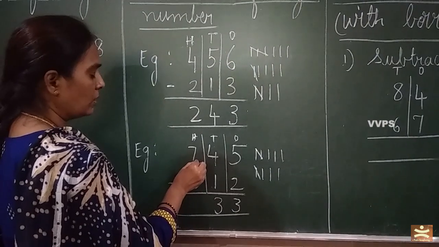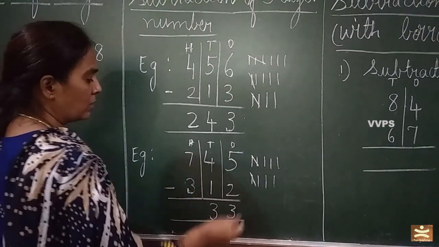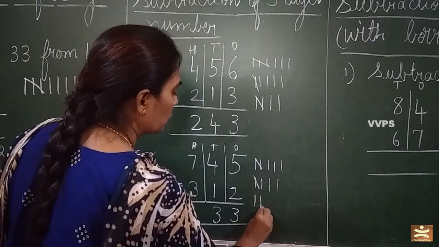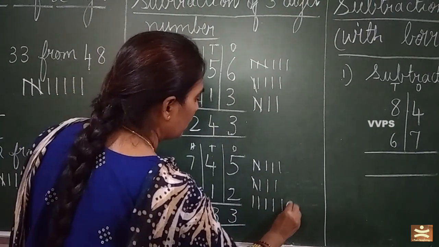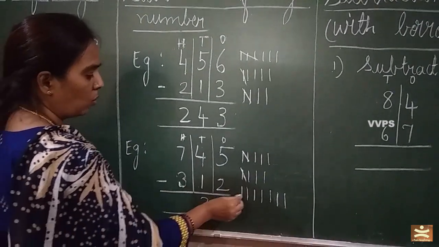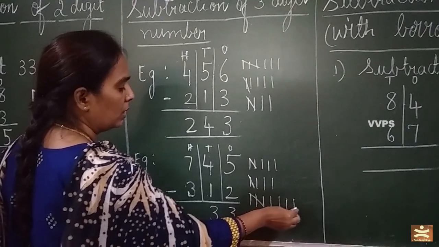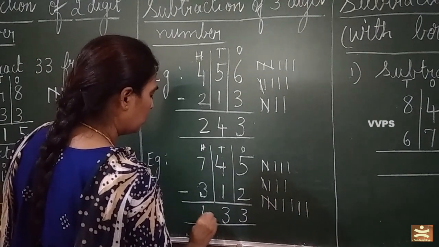In hundreds place you have your 7 and 3. You have to subtract 3 from 7. So draw 7 lines. 1, 2, 3, 4, 5, 6, 7. So from 7 you have to subtract 3. 1, 2, 3. 3 goes, 1, 2, 3, 4. Write the answer here, 4.